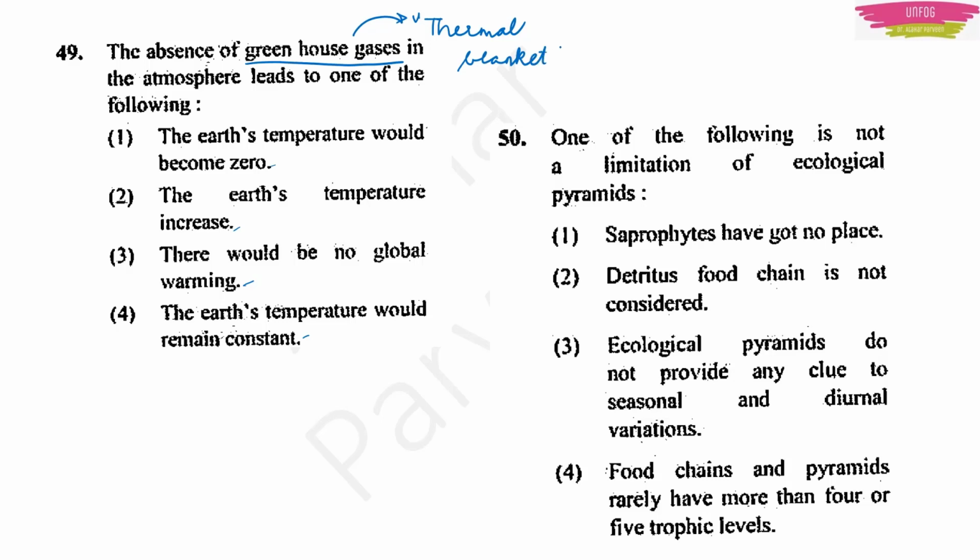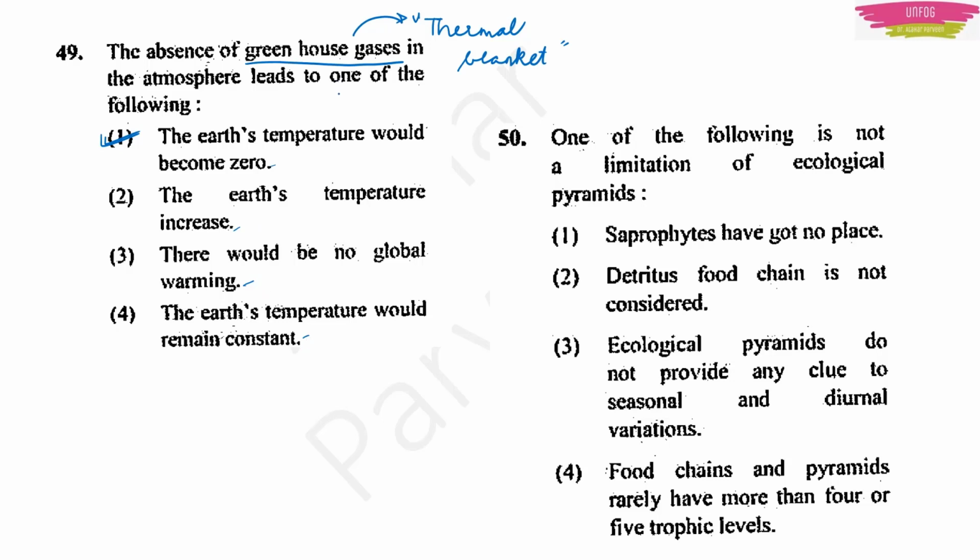Thermal blanket, as the name suggests, blanket means it keeps our body warm, right? Thermal means heat. So these greenhouse gases are like a blanket of heat around the Earth. So if you remove this blanket, then the temperature of the Earth would fall to negatives and 0 degrees, right? So the Earth's temperature would become 0 is the right answer, because in the rest of the other options it is either increasing, or there is no global warming, or the temperature is remaining constant.